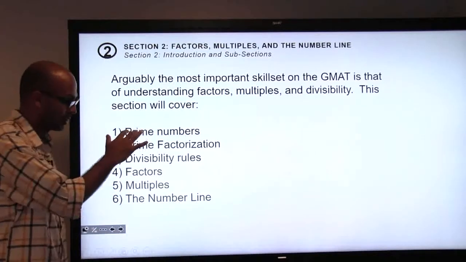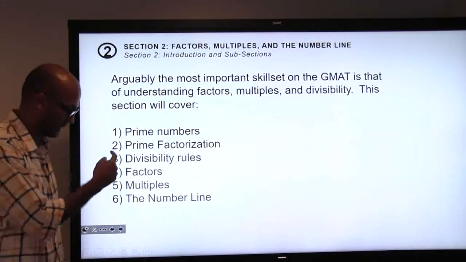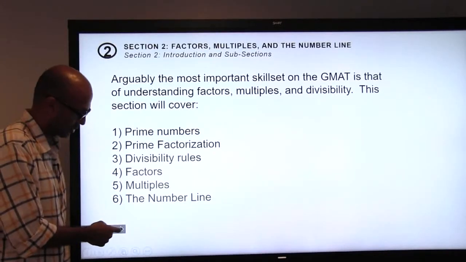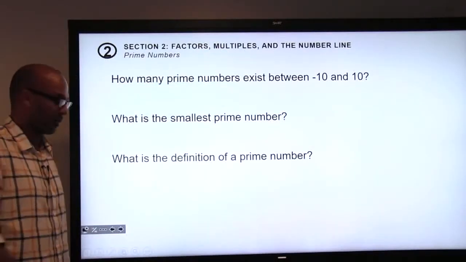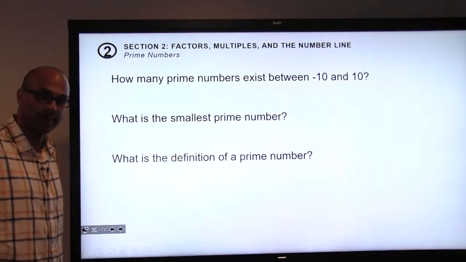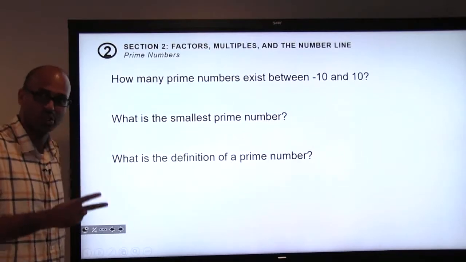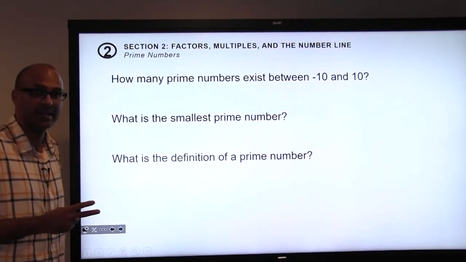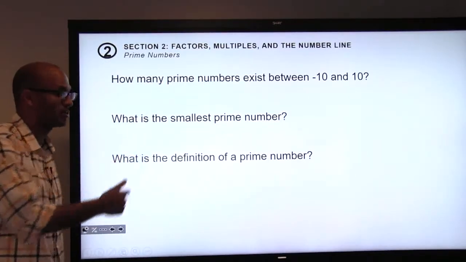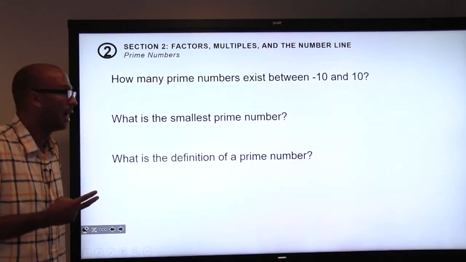So we're going to start with some real simple, basic definitional concepts, and then start to work our way up in terms of difficulty. So let's start with just the basics. What is a prime number? It's a positive integer with exactly two factors. The idea there is one and itself. What's the smallest prime? The number 2.